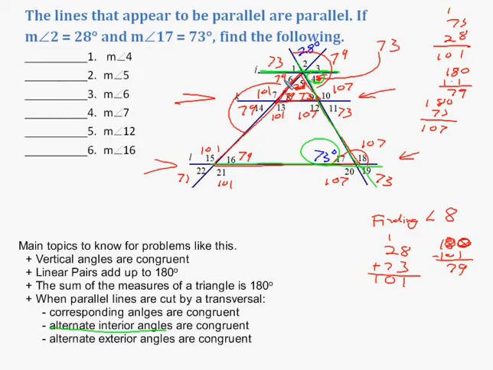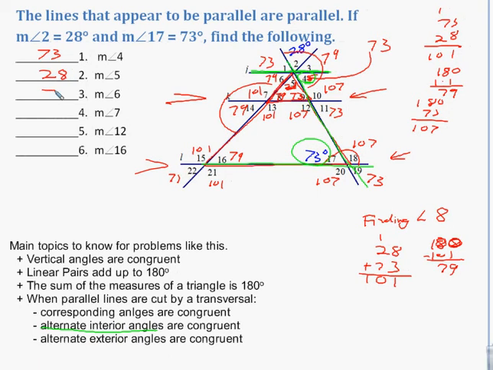So angle 4, that's the one we found recently, that's 73. And that's the reason why I said find all of them at once, because we didn't find angle 4 until the end, but that was the first question there. Angle 5, that's one of the first ones we found, that's 28. Angle 6 is 79. Angle 7 is 101. Angle 12 is 107. And angle 16 is 79.